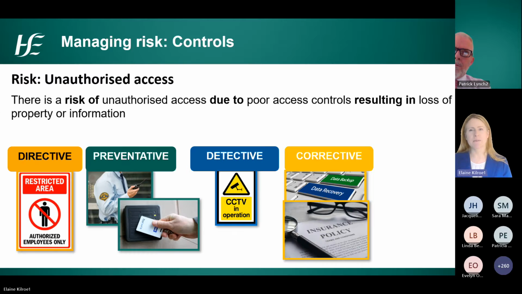Let's just take a quick look at an example of this using the previous risk description scenario of unauthorized access. If we were to list the controls in place for this risk, we could set out that we have erected signs that set out certain areas are restricted to authorised personnel only. This would be considered a directive control, as although it gives direction to reduce the risk of anyone without permission entering the prohibited area, it does not prevent the risk unless it is followed.